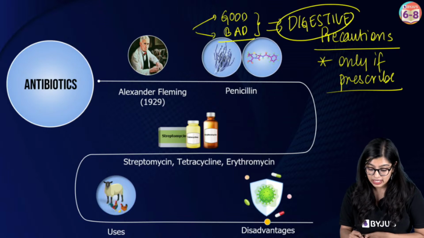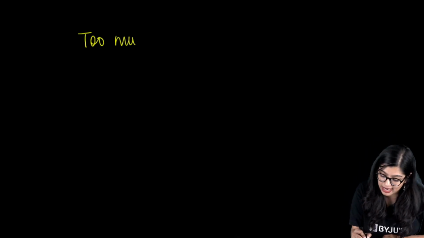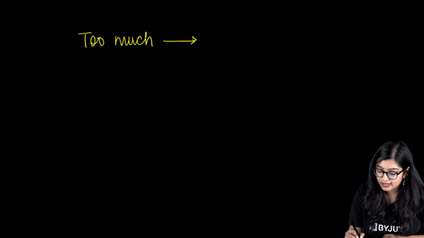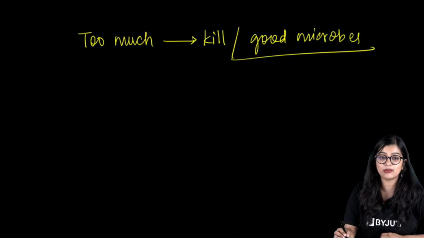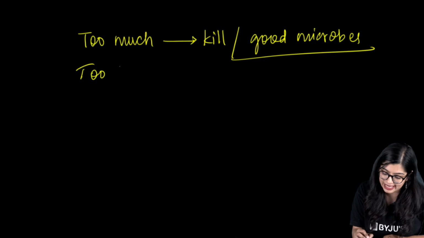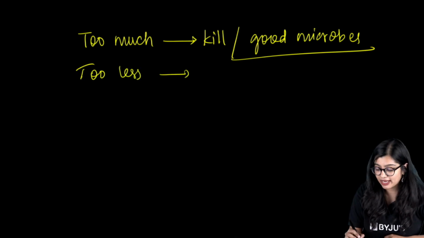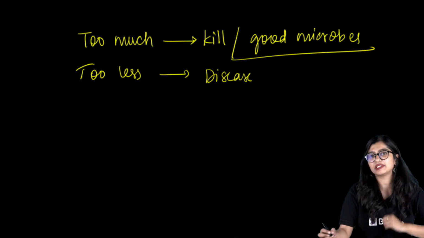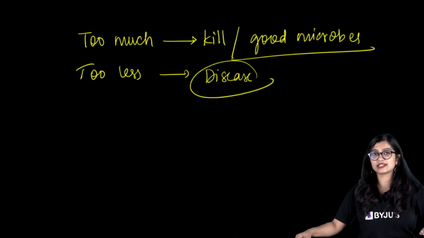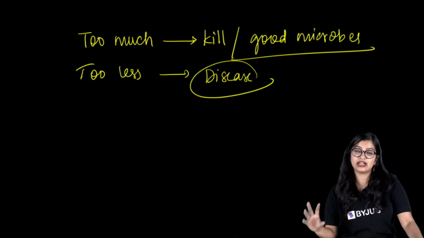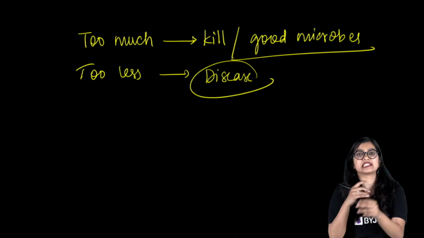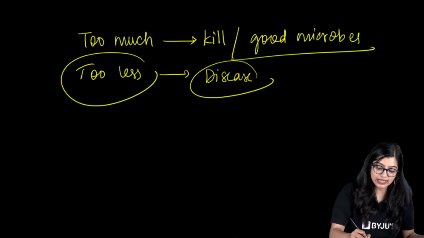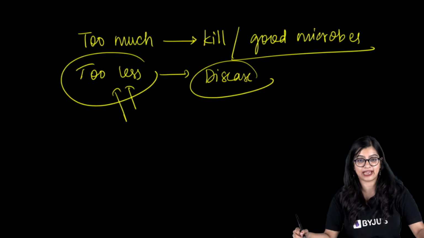So what will happen if you eat too much of my antibiotic? It will kill the good microbes, right? All the good microorganisms in my body will die. But if I eat too little, the disease-causing microbe that was there, maybe some typhoid-causing one, will find a way. It'll think, oh, this person is eating this antibiotic, I can escape it. So too little of it will actually make the antibiotic ineffective, right?